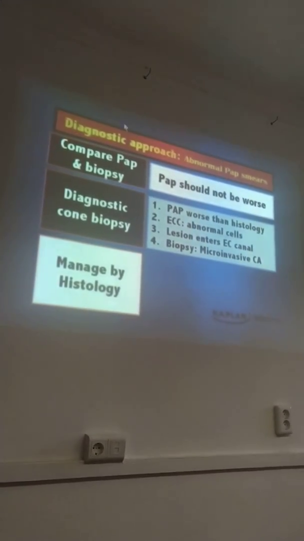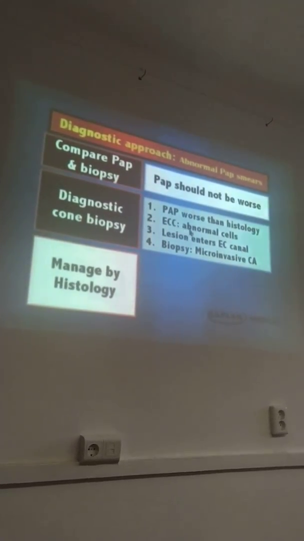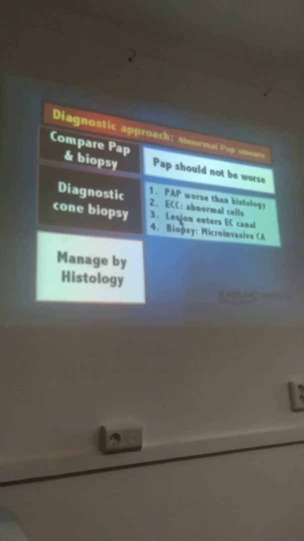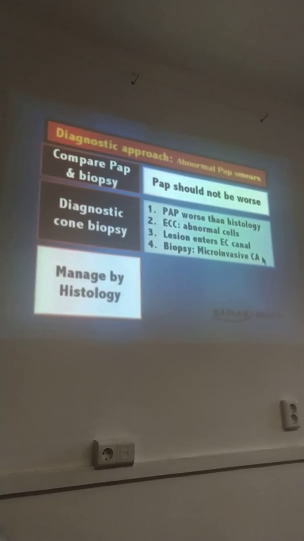Indications for cone biopsy: pap smear is worse than the histology. Endocervical curettage shows abnormal cells. A lesion enters the endocervical canal, or the biopsy shows microinvasive cancer.